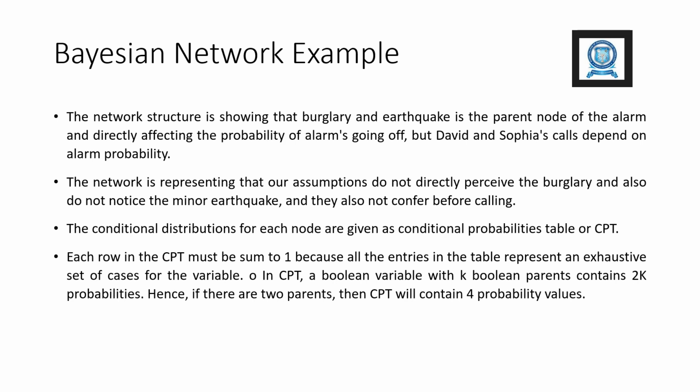The conditional distributions for each node are given as a conditional probability table, or CPT. Each row in the CPT must sum to 1 because all the entries in the table represent an exhaustive set of cases for the variable. In a CPT, a Boolean variable with k Boolean parents contains 2^k probabilities. Hence, if there are two parents, then the CPT will contain 4 probability values.